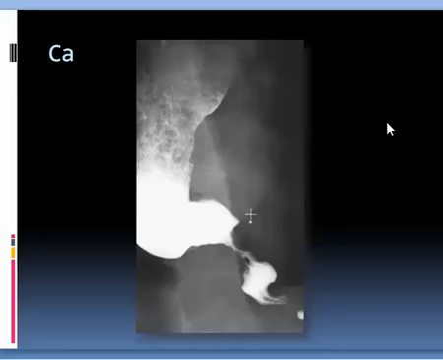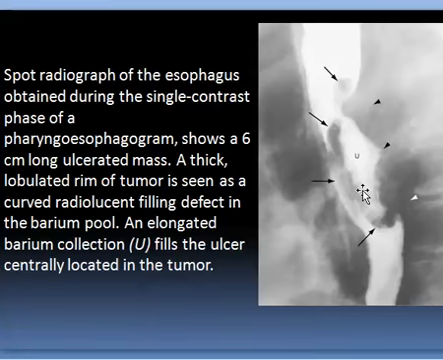Another one with narrow irregular lumen, rat tail appearance with shouldering. This is shouldering. And a third one, mid-esophageal or upper esophageal pharyngo-esophagogram, shows a 6 cm ulcerating mass. 6 cm ulcerating mass is a long one.